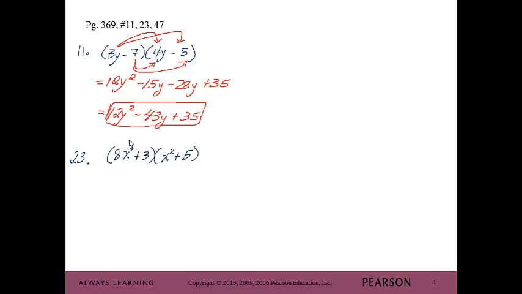So FOIL is first, so multiply the first terms together. So 8x to the third power times x squared. Well, that's going to be 8x to the fifth power. Remember the invisible 1. 8 times 1 is 8. Keep the x's and add the exponents. And then outer is going to be 8x to the third times 5, which is going to be plus 40x to the third power. And then inner, 3 times x squared is plus 3x squared. And then last, 3 times 5, which is plus 15. These are not like terms, therefore this is my final answer.